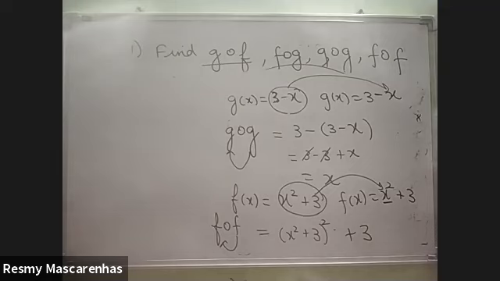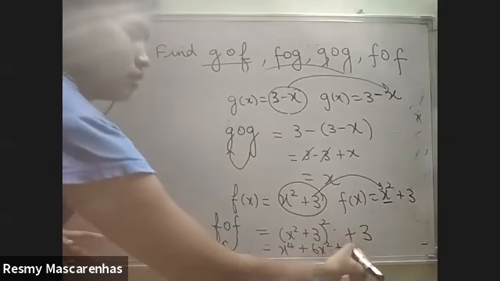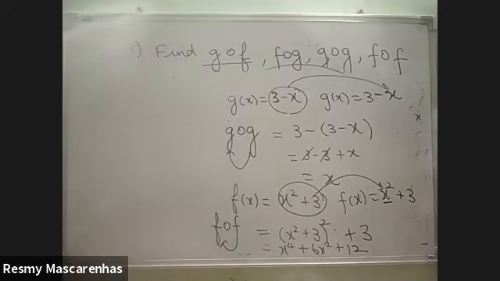Those who have finished doing this can try the next problem. Okay, at least B1 when I'm doing, please try to understand. If you're having doubt, then you can ask. x raised to 4 plus 6x square plus 9. 9 plus 3 will become 12, so x to the 4 plus 6x square plus 12.